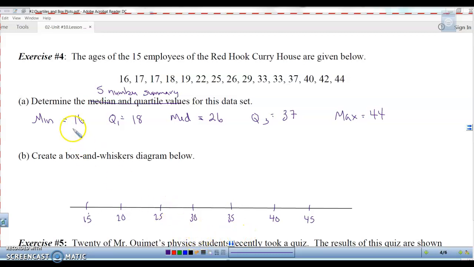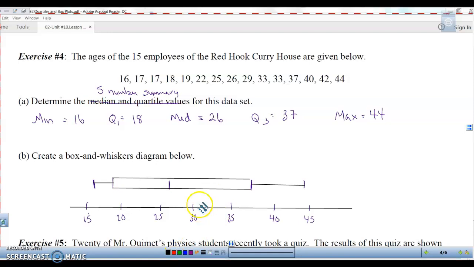All right, then we want to make the lines for these 5 numbers. All right, 16 would be here. 18 would be about maybe there. 26 is there. 37 is maybe here. And 44 would be right about there. We want to box the middle 3. Let me see if I can draw a better line this time. Yeah, there's a better line. Box the middle 3, and then add the whiskers to the min and the max. All right, so there's the box and whisker diagram.